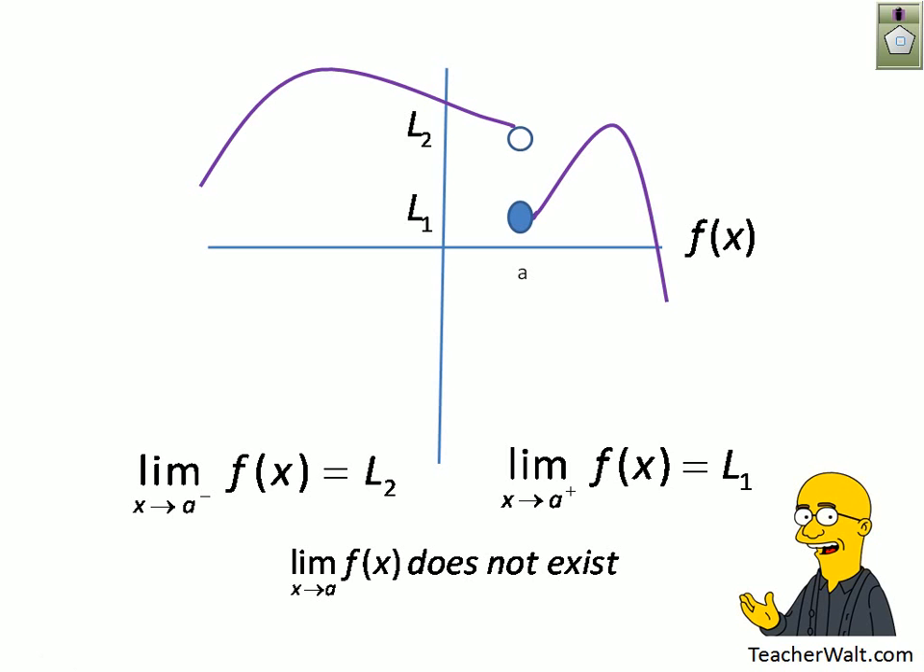As you approach from the left, you're intending to end up at L2. As you approach from the right, you're intending to end up at L1. So it makes no sense to say, where do you intend on ending up on this function? Because the side matters.